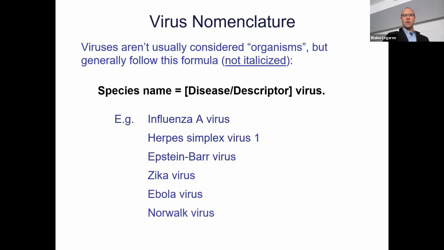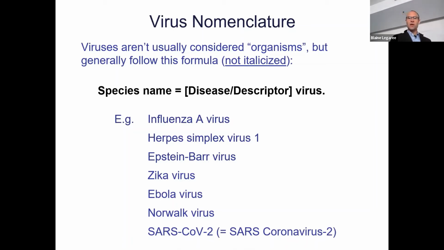What about Norwalk virus? Well, that's named after this lovely town, I think it's Norwalk, Connecticut. And that one actually has been renamed because sometimes people get upset when you name a virus after your hometown. And so now we call it norovirus instead. So you may have heard of norovirus. So what about this new virus that's been circulating, SARS-CoV-2? That actually means SARS coronavirus 2.